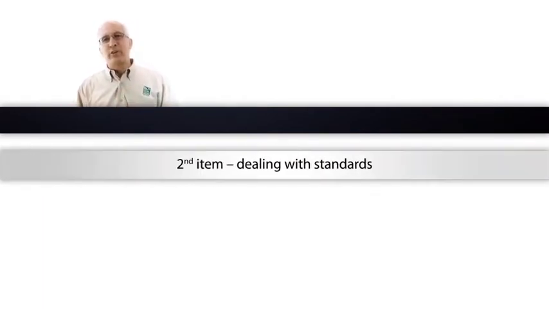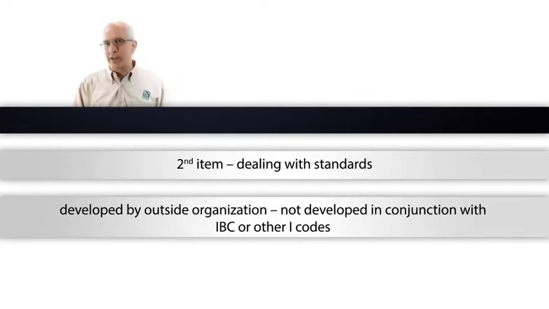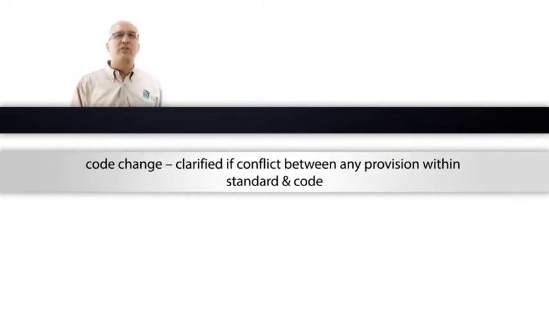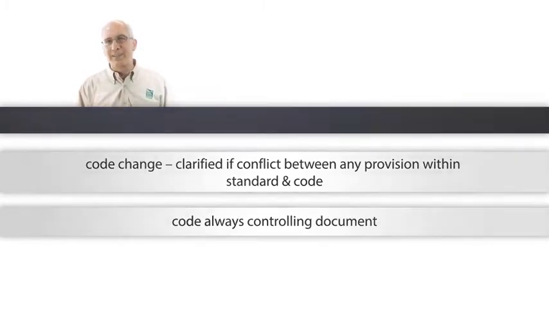The next aspect of this particular code change, and really an important one, is that when you're dealing with standards, sometimes because they are developed by an outside organization and not developed in conjunction with the IBC or the other I-Codes, they are going to have possible conflicts. And what this code change did is clarify that if there is a conflict between any provision within the standard and the code itself, the code will always be the controlling document.